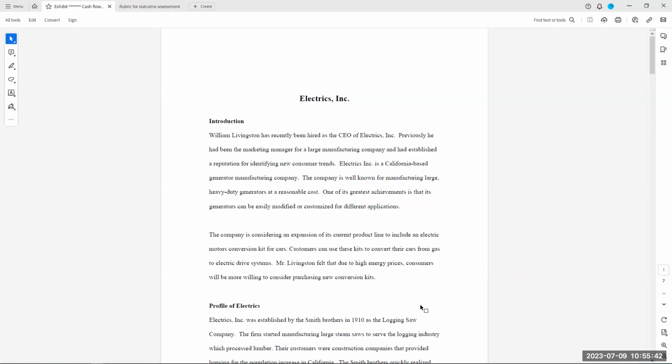The spreadsheet is looking over two different product options that this company, Electrix Incorporated, has. Your job is to review these two project options, do a capital budget analysis, and then recommend and review and interpret the results of that analysis. And that's what this case is about.